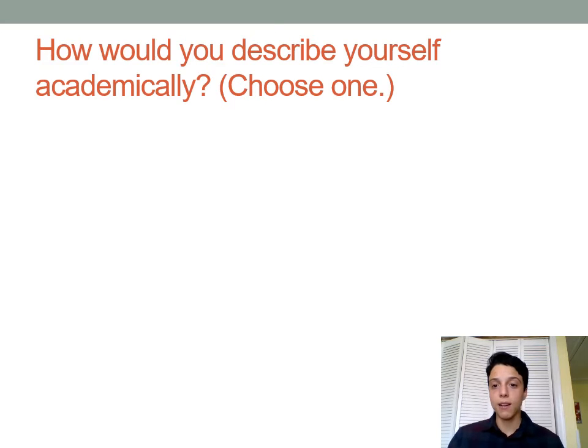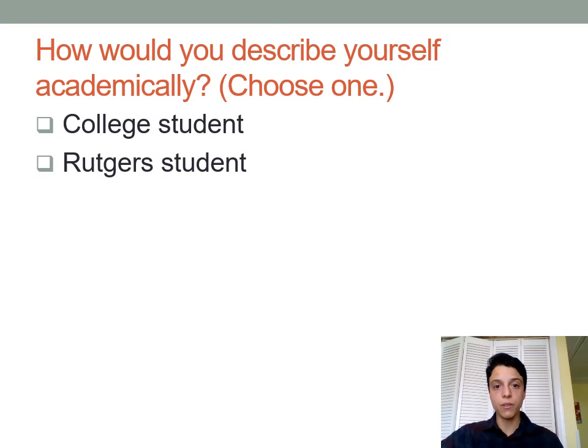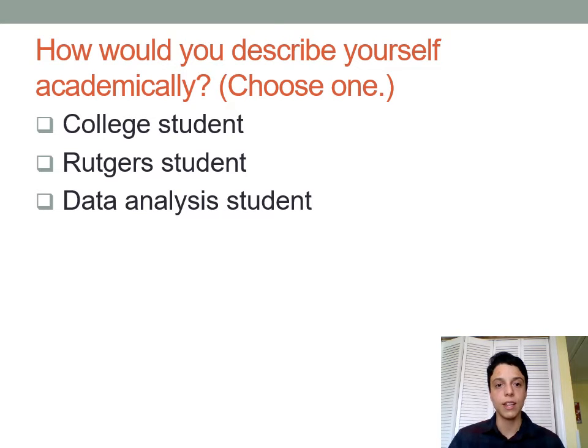All right, so this next example here is going to be getting at the idea of attributes being mutually exclusive. So I want you to think about how you would answer this question. And you can only choose one. Are you a college student? Are you a Rutgers student? Or are you a student in this data analysis class? And so the obvious issue here is that everybody in this class could answer yes to every single one of these questions. So answering college student doesn't automatically exclude the possibility that you're a Rutgers student or a data analysis student.